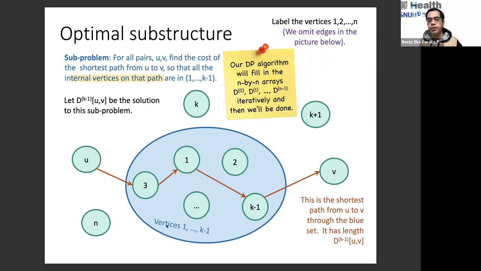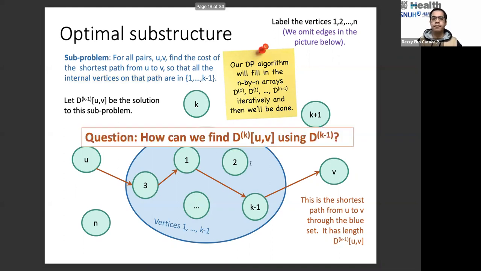So this is our step ahead. We can use the vertices starting from 1 until k minus 1, so 1, 2, until k minus 1, to get further to V. This is the shortest path from U to V through the blue set. This has length d^(k-1)(U,V), because we start from location U and the endpoint is location V. So this is where we get information from k minus 1 for every D. This is how to find the optimal substructure in dynamic programming.